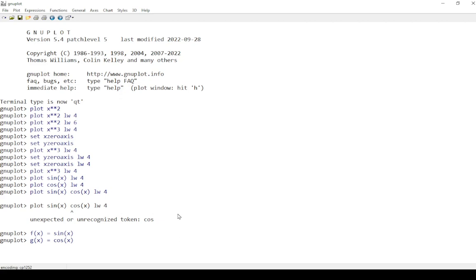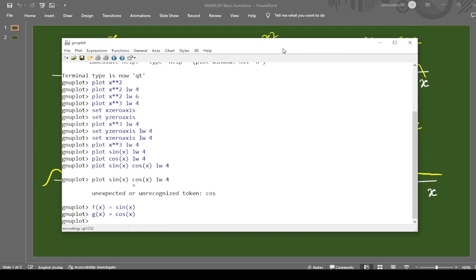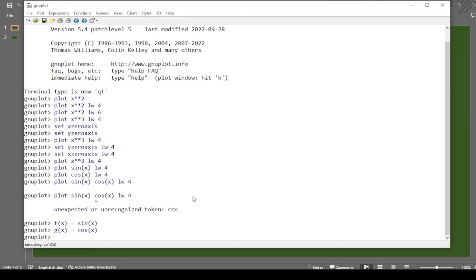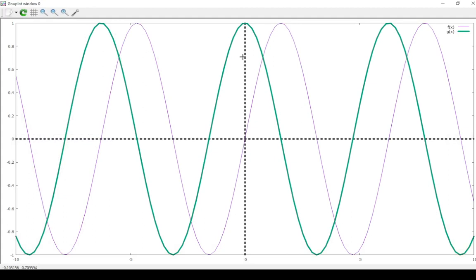Then, if it's getting very near the bottom line, you can just make a little adjustment there. Okay, so look here. If I plot f(x), comma, g(x), does it work? Yeah. So one line is thin and one line is thick, because I need to mention LW 4 separately there.